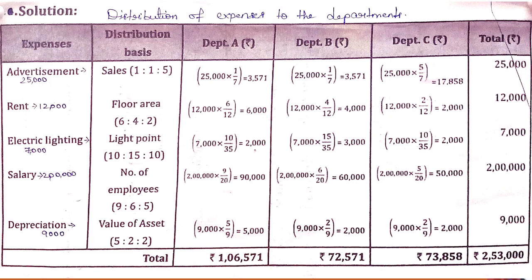After distributing all the expenses, just total and write it in the total column. Finally, after distributing all the expenses, what is the total expenses? Just add all the expenses: total expenses of department A, total expenses of department B, total expenses of department C, and total expenses for the entire business. Just maintain a total column at the end. So this is how you have to solve the third problem.